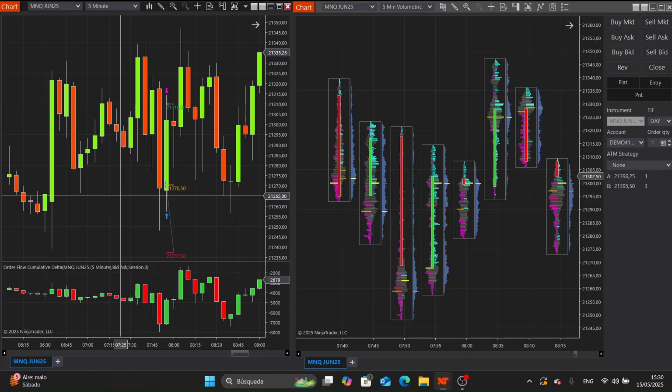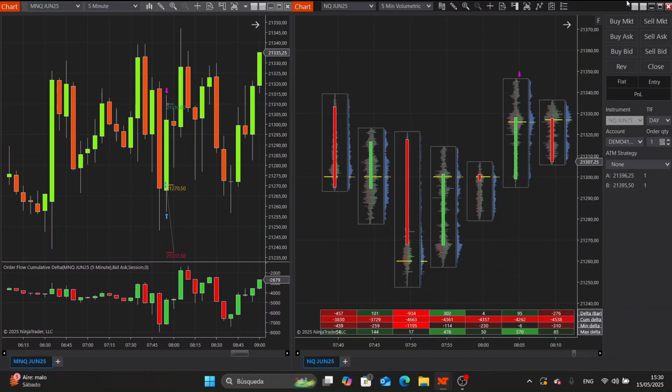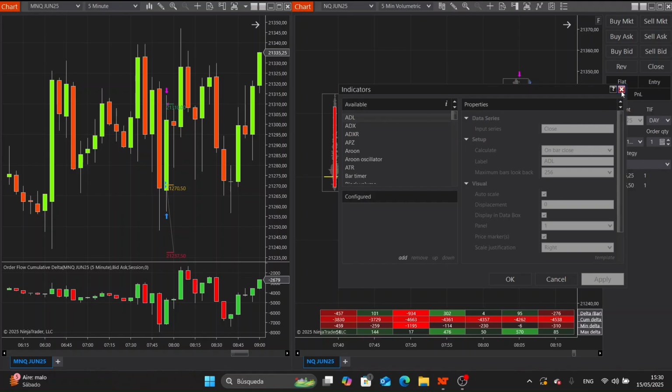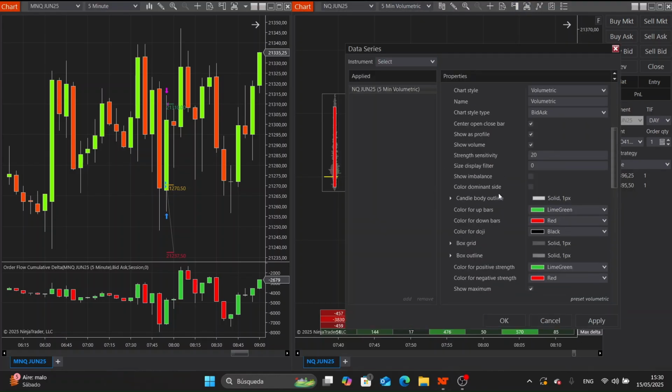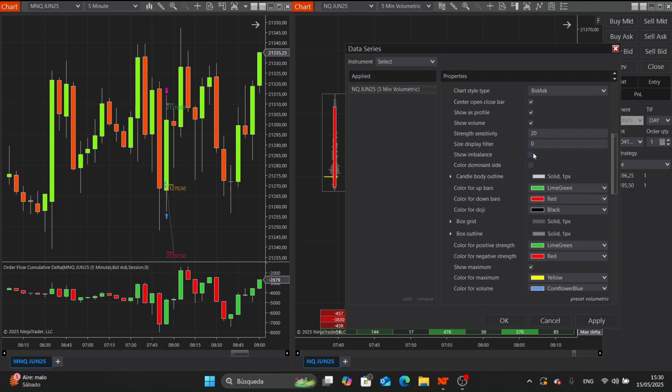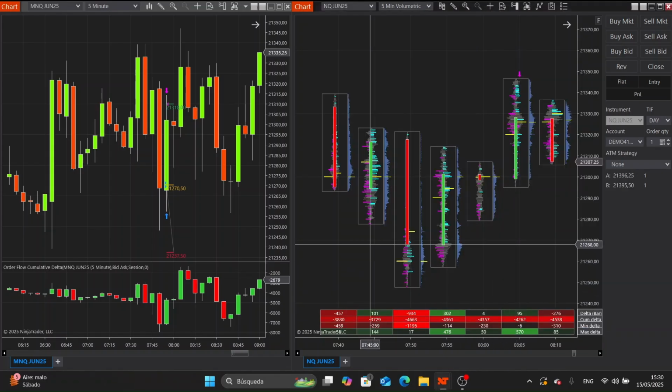So the question, why did I take this trade? So first we have, let me show you a very volumetric candle. Wait, let me go here, indicator. Because I don't know why I don't have imbalance and dominant side. Okay, we have this. What happened here?